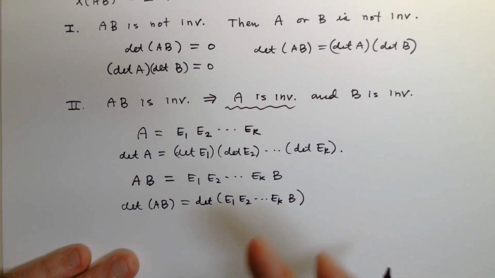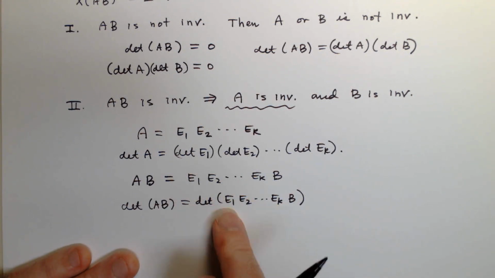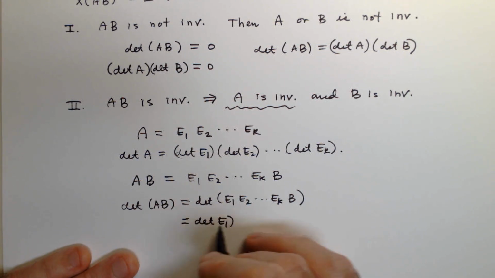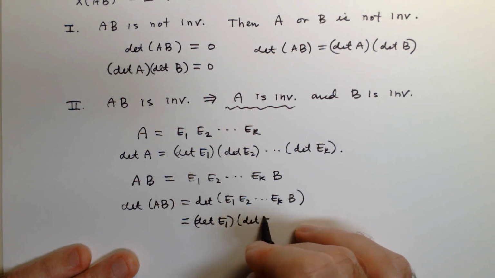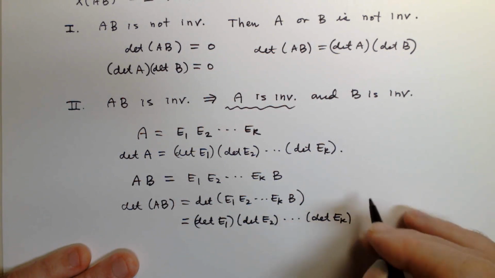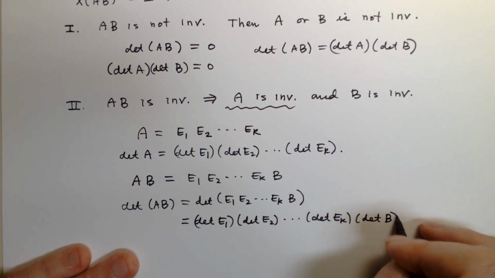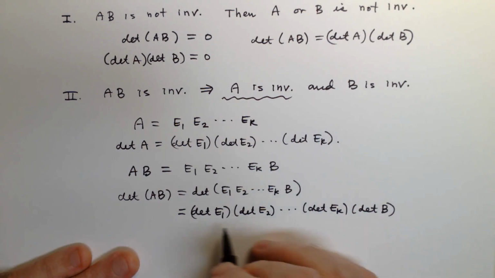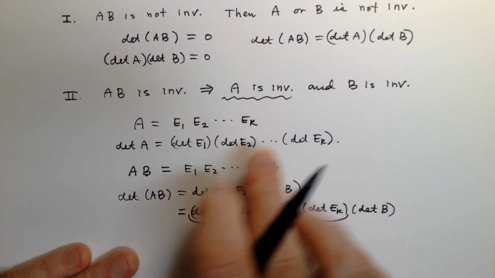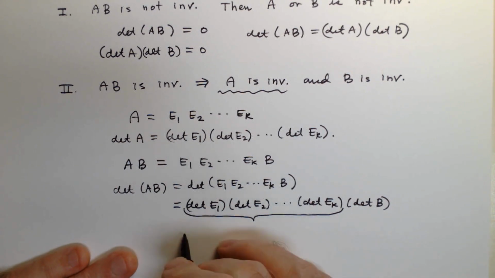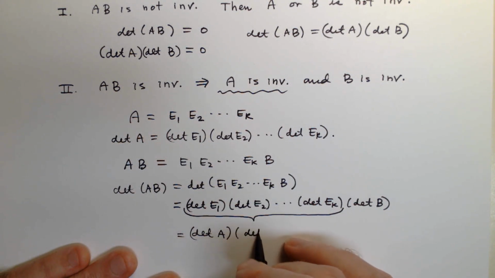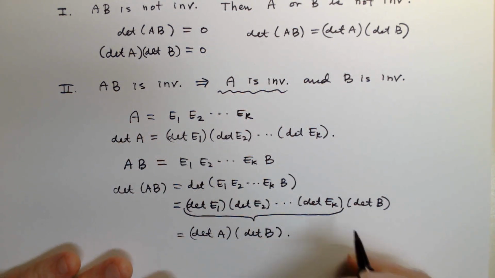But by lemma 4.5, again applied recursively, we can one by one peel the determinants of these elementary matrices off until we have the determinant of E1 times the determinant of E2 on down to the determinant of EK times the determinant of B. But now we can stare at this and realize that this product of these determinants of these elementary matrices is simply the determinant of A. And that establishes our result.